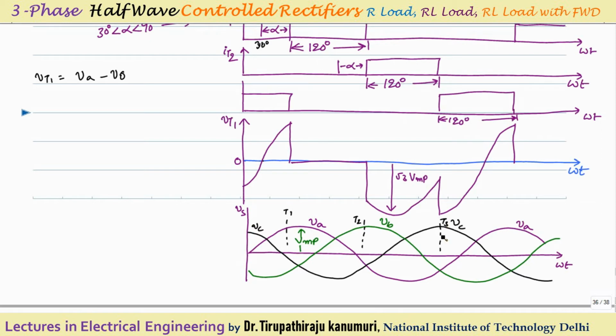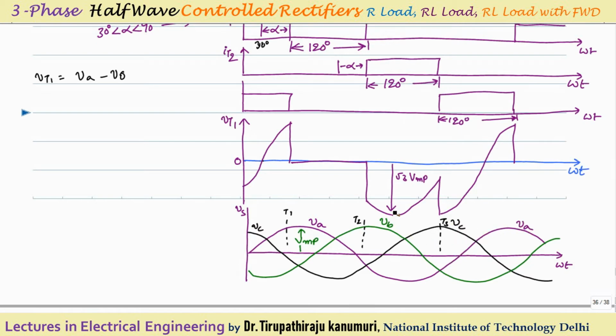Again at this instant the thyristor T3 is triggered. So now your output voltage is changed from VB to VC. So now the voltage across the thyristor will be VA minus VC. So what is my VA? This is my value of VA, which is negative, VA minus VC. This is the maximum value, so that's why it reached the maximum value. Then it will gradually go on decreasing.